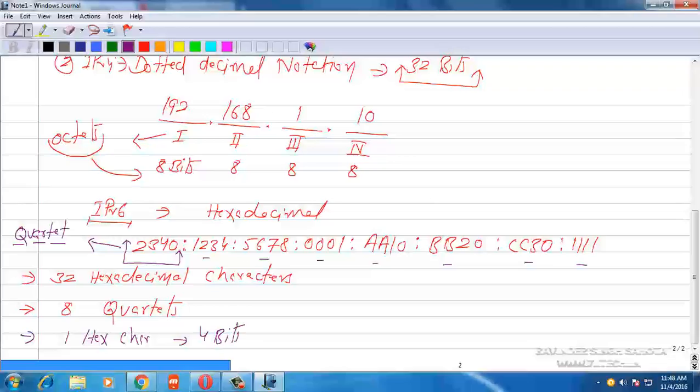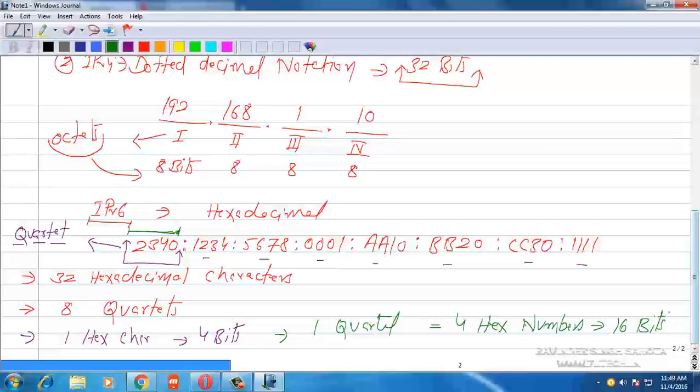So since in each quartet there are 4 hexadecimal numbers, each one quartet is equal to 4 hexadecimal numbers, which in turn translates to 16 bits, because each hexadecimal number is equal to 4 bits, so 4 hexadecimal numbers will be equal to 16 bits, right?